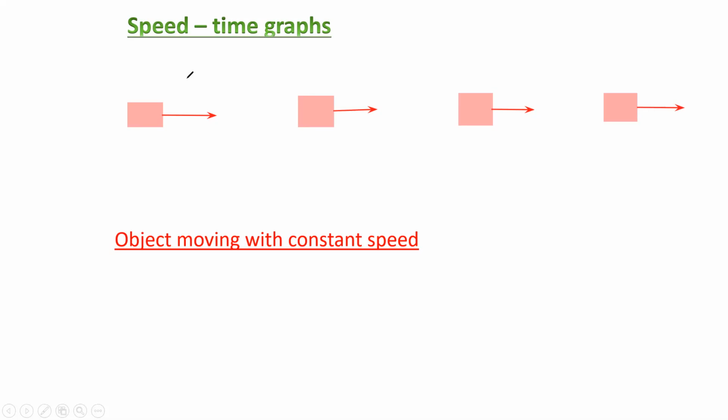For example, at this point it is 5 meter per second. Here also 5 meter per second, 5 meter per second and 5 meter per second. Points A, B, C and D. This is when time is equal to 0 seconds, time is equal to 1 second, time is equal to 2 seconds, and time is equal to 3 seconds. Now this is called a uniform speed or a constant speed, because the speed is not changing, that's why we use the term that speed is constant or speed is uniform.